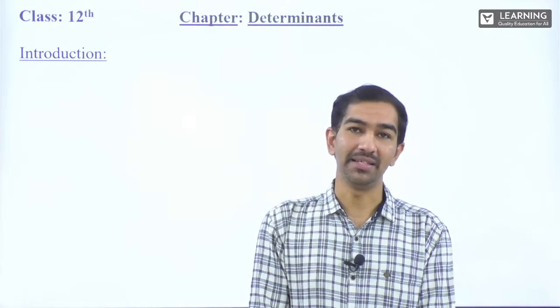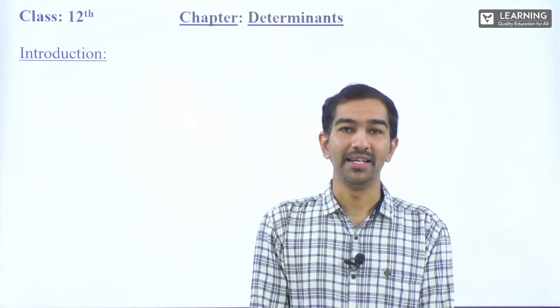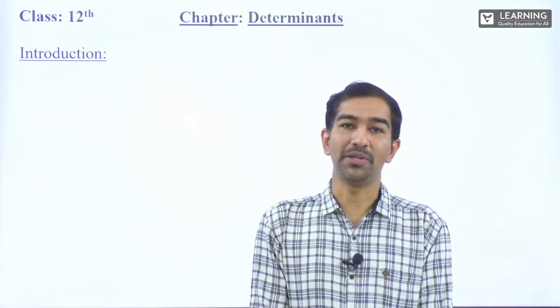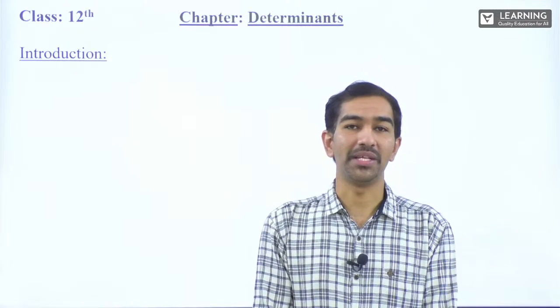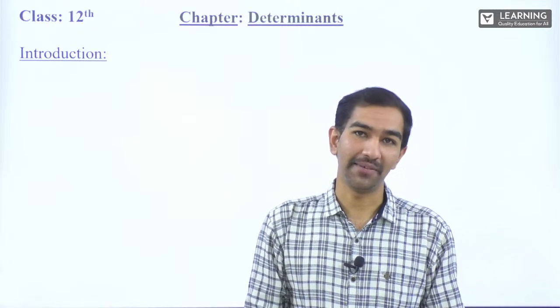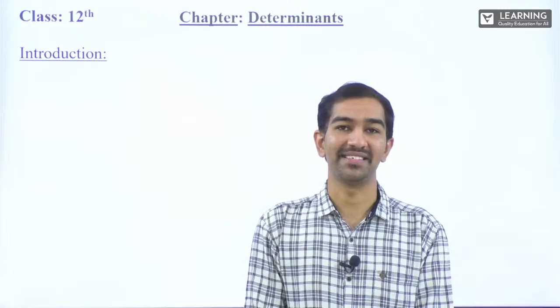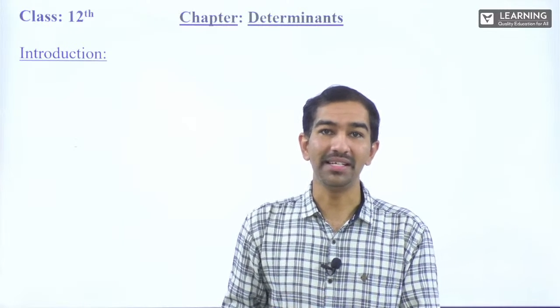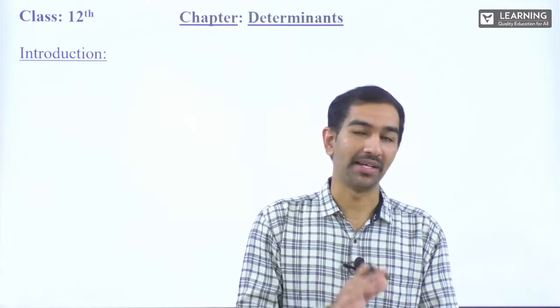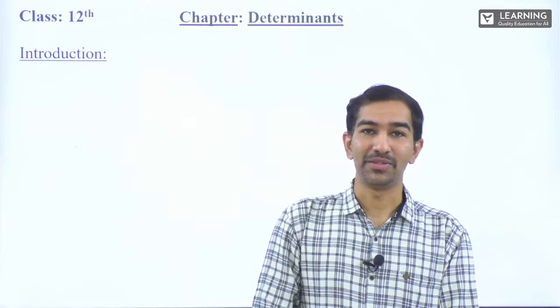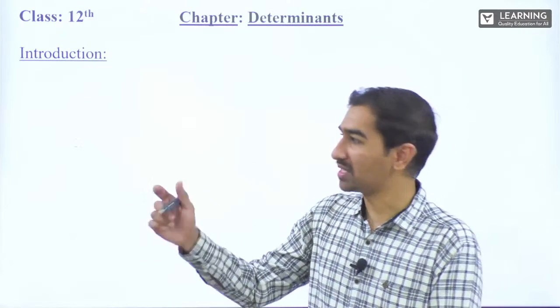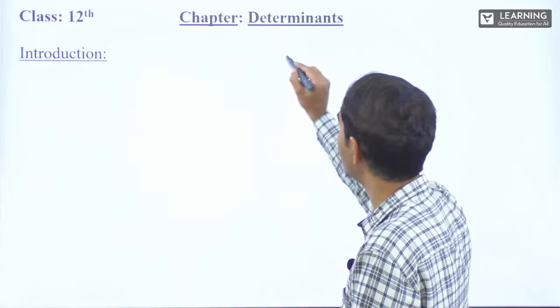In this chapter, what are determinants first of all? To make you very easily understand the meaning of determinants: determinants are like far relatives of matrices. But determinant is only applicable to a square matrix. So for example, if you take a square matrix, we'll take a matrix here.